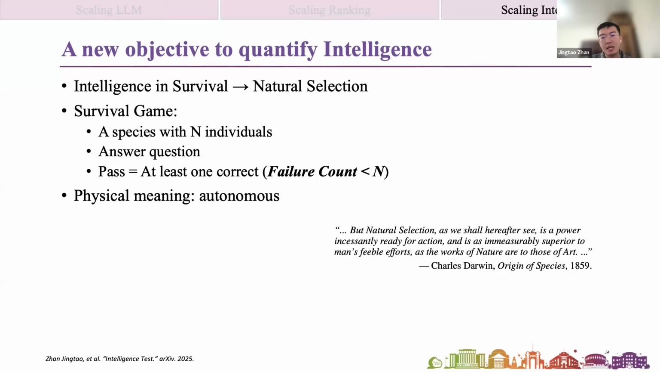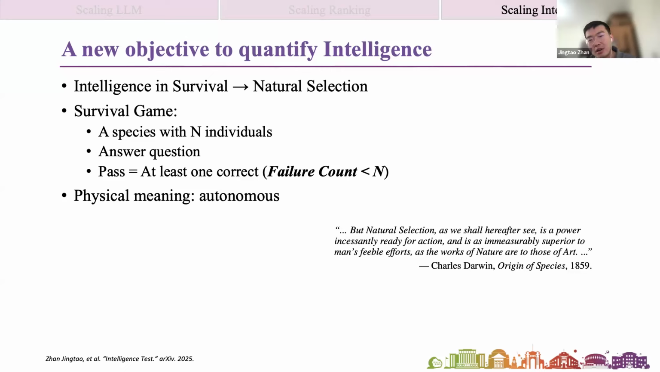As we can see, if the failure count of the species is less than the total number of individuals within the species, this species passes natural selection. And if the species passes natural selection, it has a very strong physical meaning. It means that the species acquires the ability to survive in nature. It can operate autonomously in the natural world.